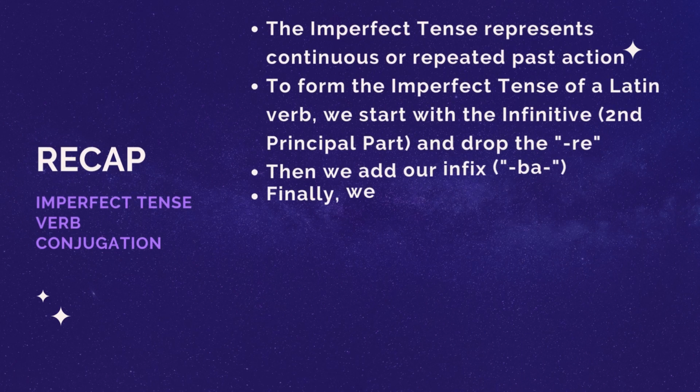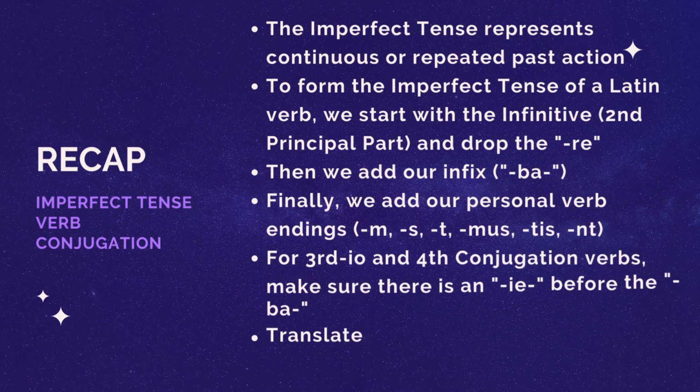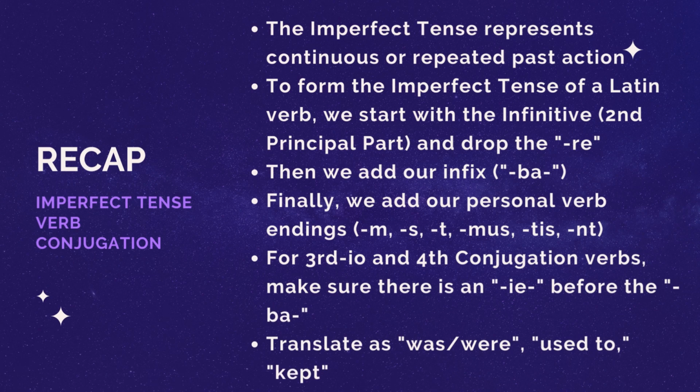So here's a quick recap of everything we just talked about, right? The imperfect tense. We said the imperfect tense represents continuous or repeated past action. To form it, you go to the infinitive, you drop the RE, then you add your infix of ba. That's what makes it imperfect, the ba. And then you add your personal verb endings, m, s, t, mus, tis, nt, okay? When you have a third io or fourth conjugation verb, you just have to make sure that there's an IE in front of the BA. That's the only trick.